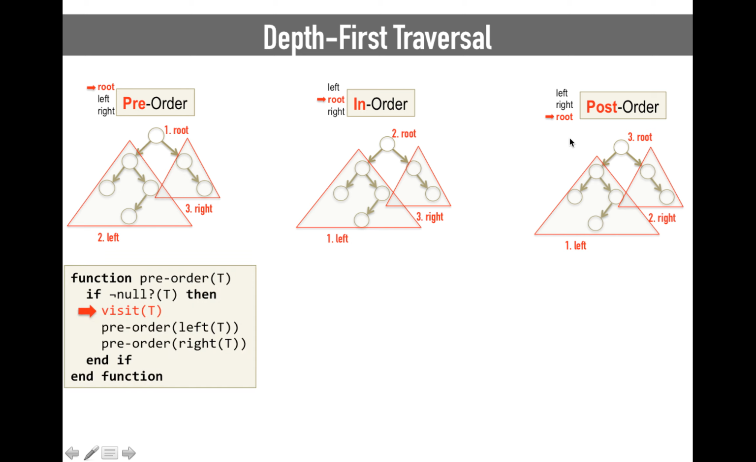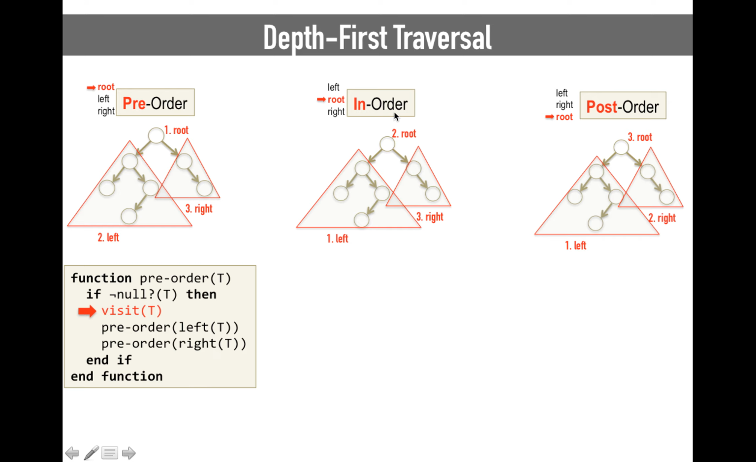Let's look at the pseudocode. They are all the same. You will see that the only difference is the name of the function and the position where you visit the root. The three pseudocodes are recursive functions, and that makes them very short. So this is pre-order. You enter the root of a tree. If the root of this tree is different from null, then you visit the root, and then you call the same function for the left subtree, for the right subtree.